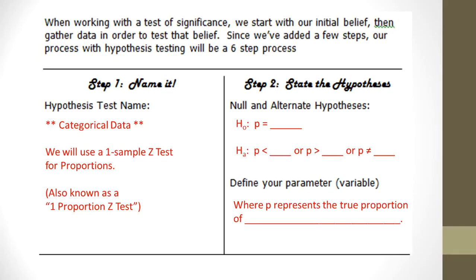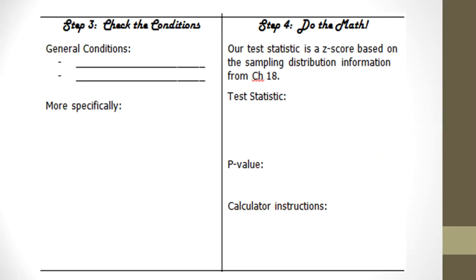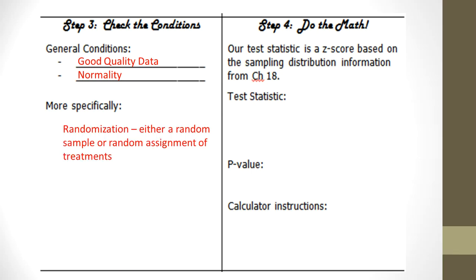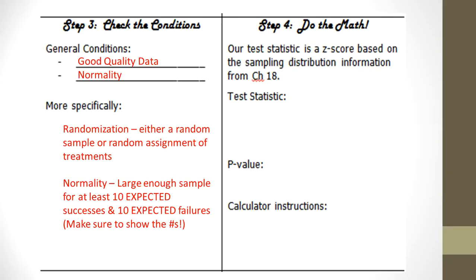Step number 3 is one we have actually seen before. It's our conditions. Remember, with categorical data, we have to check for good quality data and normality. Good quality data is found through randomization, that we either have a random sample or we have random assignment to treatments. Normality with categorical data, we go back to our successes and failures. We need a large enough sample that we have at least 10 expected successes and at least 10 expected failures. Do make sure you show those numbers.